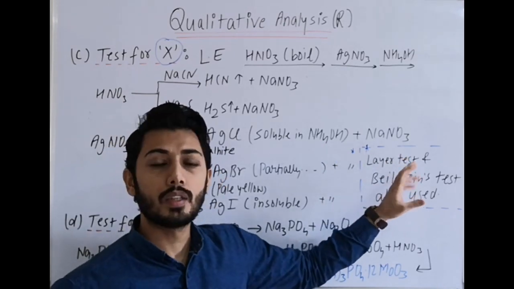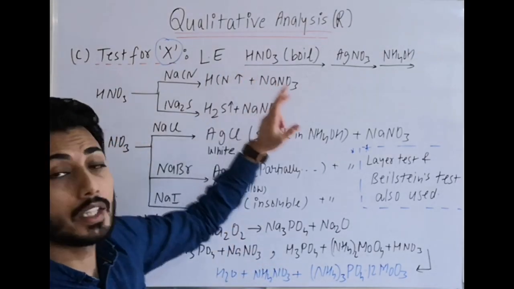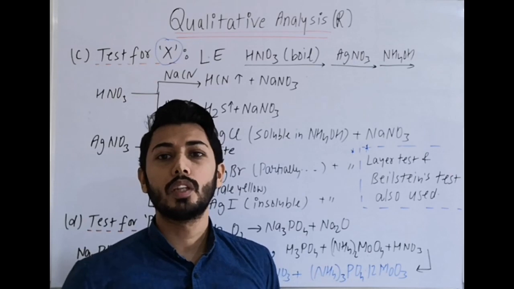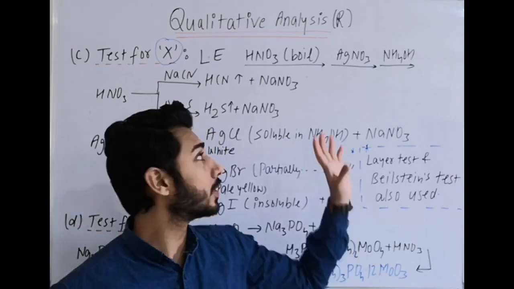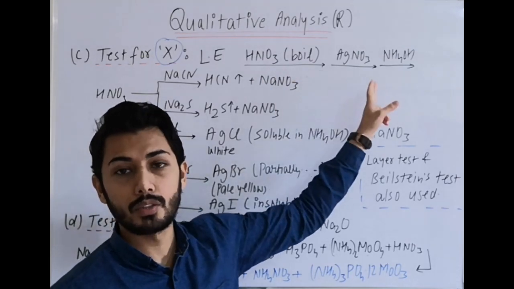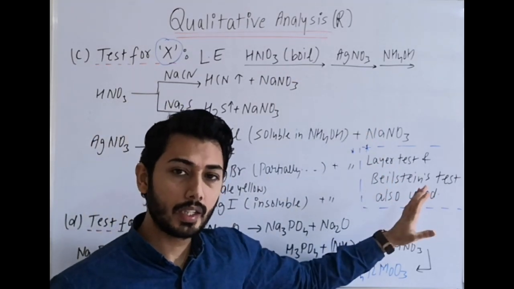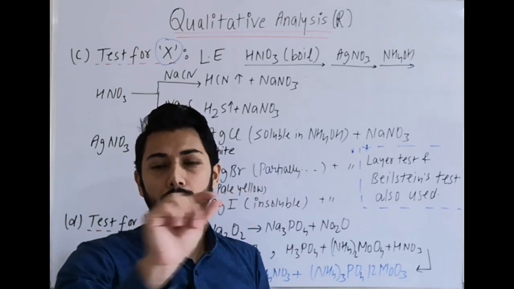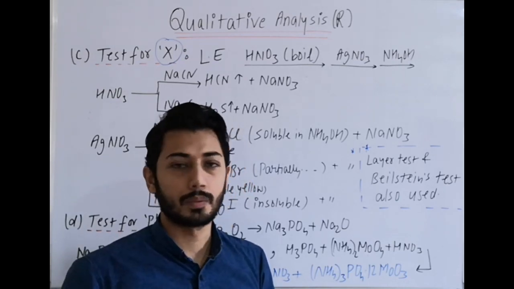Like in the Lassaigne test, we use it when the given organic compound contains more than one type of halogen. If it contains more than one type of halogen, then this test is not suitable, which is the silver nitrate solution added. Then we use the Beilstein test, but it is not given in NCERT. So the only thing you can use here is the name Lassaigne test for halogen or Beilstein's test for halogen.